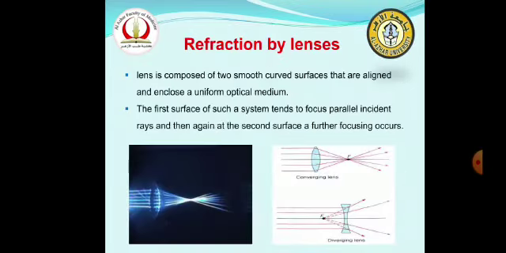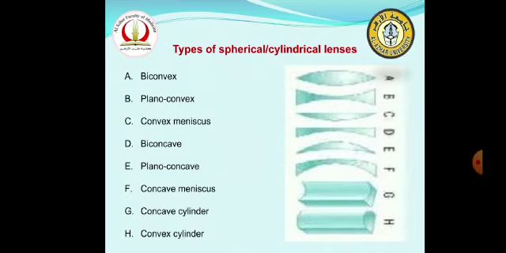Refraction by lenses. The lens is composed of two smooth curved surfaces that are aligned and enclose a uniform optical medium. The first surface of such a system tends to focus parallel incident rays, and then at the second surface a further focusing occurs. There are many types of spherical and cylindrical lenses. According to the shape, they are biconvex, planoconvex, convex meniscus, biconcave, planoconcave, concave meniscus, concave cylinder, and convex cylinder.